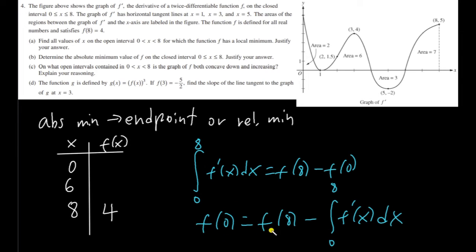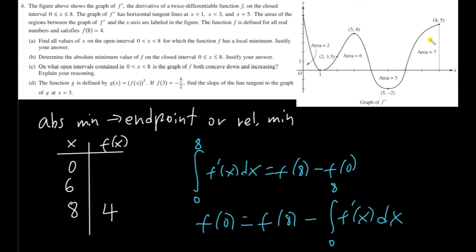Okay, and so we know f of 8, right? We said f of 8 is 4. And what is this integral? The integral from 0 to 8 of f prime of x dx. Well, remember, an integral is just the area under the curve. So we have f prime here. I can just figure out the area under the curve from 0 to 8. So this is plus 2, this is plus 6, so totally it's plus 8. And this is minus 3 because it's under the x-axis. So plus 8 minus 3 is plus 5.